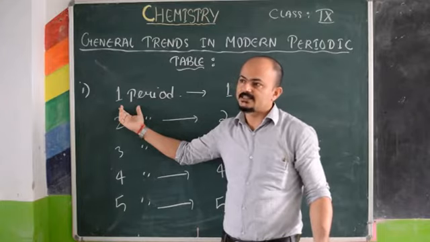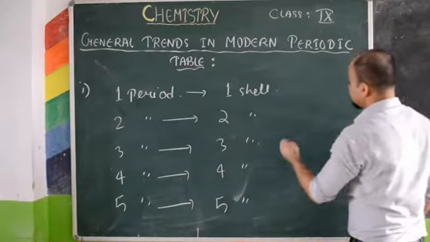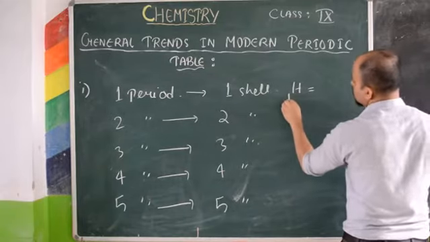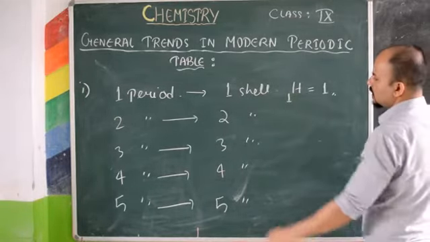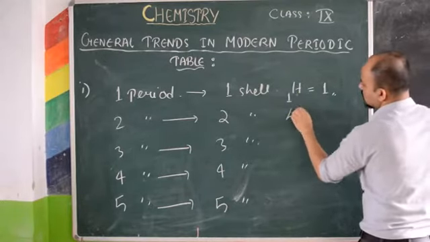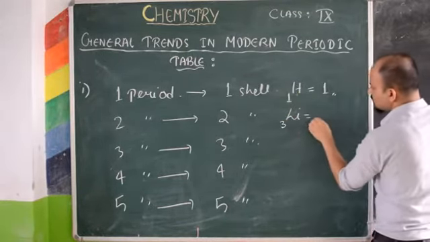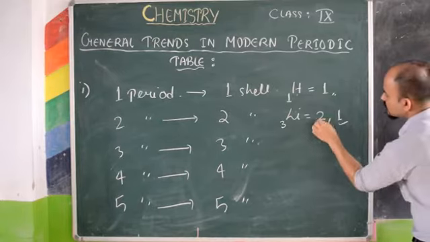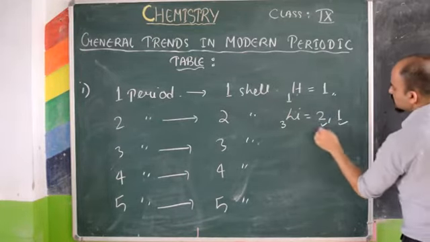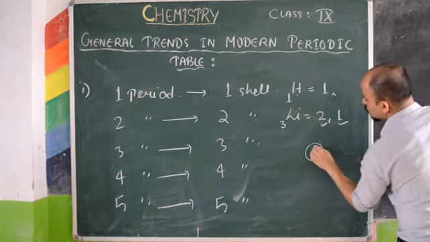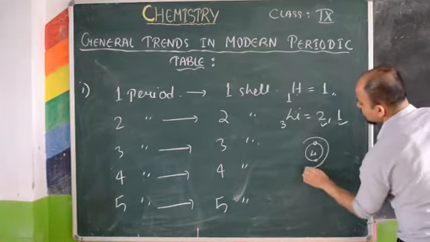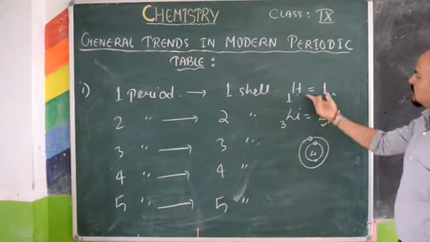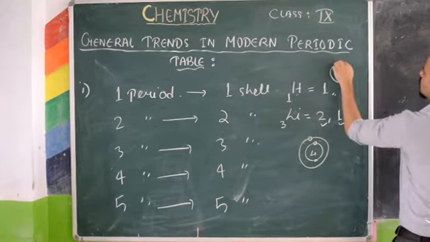Let's take an example, say lithium. First, let's take hydrogen. Its atomic number is 1, so its electronic configuration is just 1. In the second period, just below hydrogen, you have lithium. Lithium has atomic number 3, so its electronic configuration is 2, 1. You can see that here you have 2 shells. In the first shell you have 2 electrons, and in the second shell you have 1 electron. This is the structure of lithium. Hydrogen has only 1 electron.